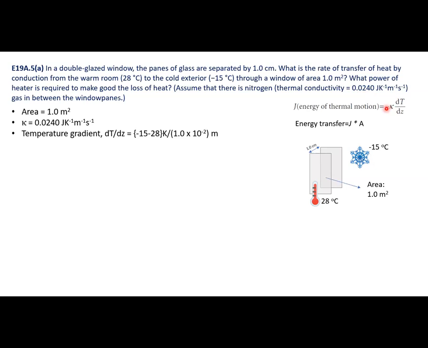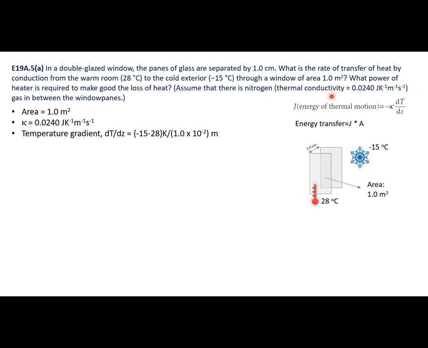What is the rate of transfer of heat by conduction from warm to exterior cold through a window of area 1 meter square? Let's imagine this is 1 meter square area, and this is the hotter side, which is at 28 degrees Celsius, and the exterior is at minus 15 degrees Celsius. So, what power of heater is required to make good the loss of heat? We are using a heater, and how many watts should that heater have to make up the loss through the window?